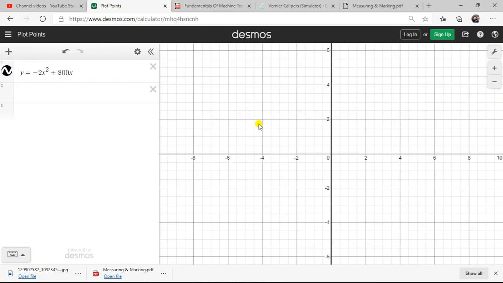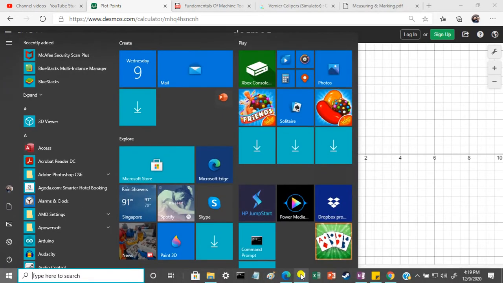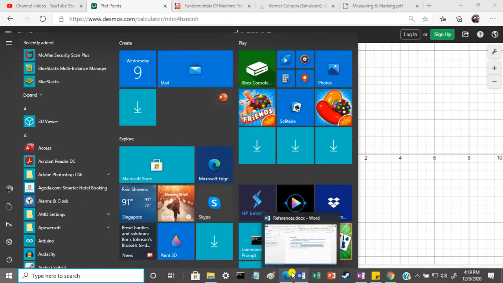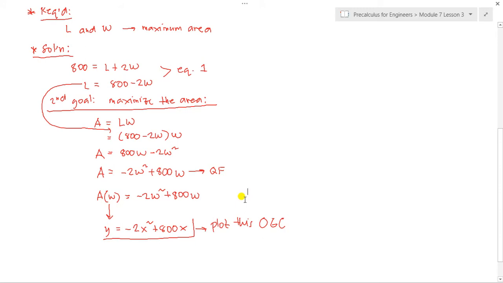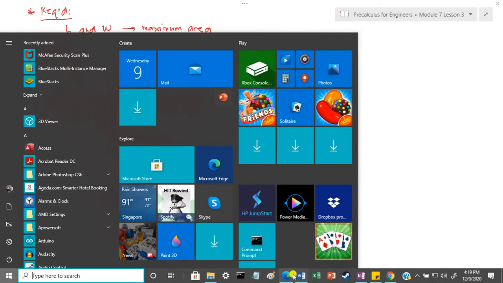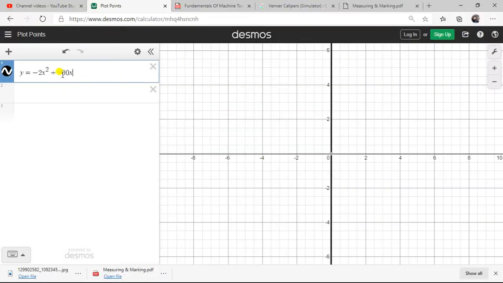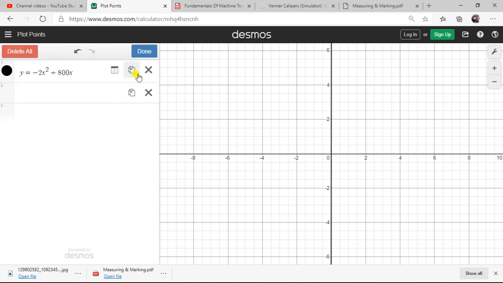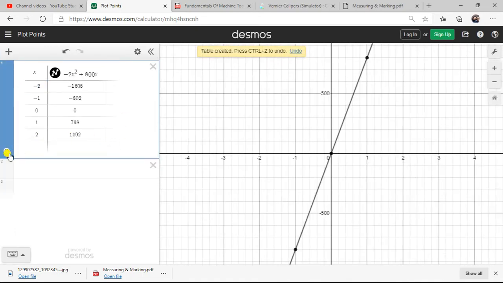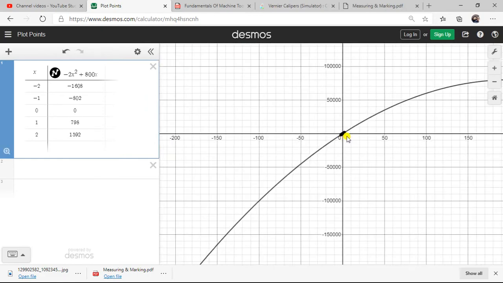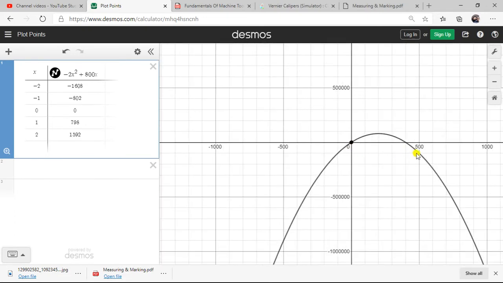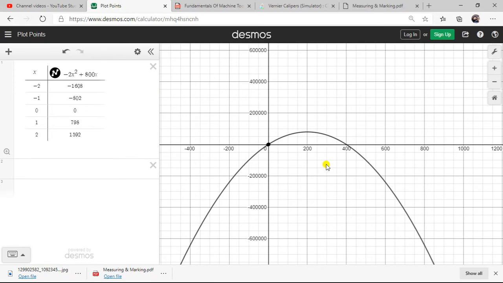As you can see here, it is quite big. Now let's go back to our equation right here, negative 2x squared plus 800w. In our graph, we can zoom this out, zoom fit. We're going to fit this. So it is clearer now, class, I think you can see. Here it creates a parabola.